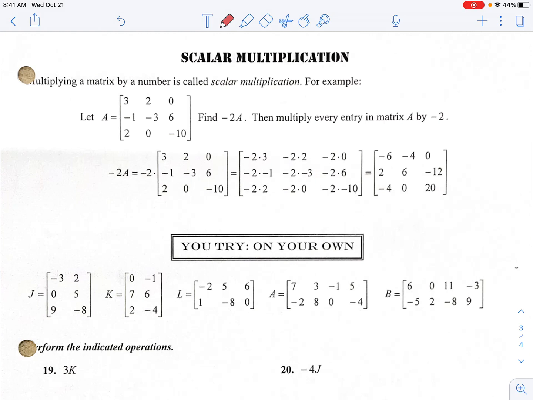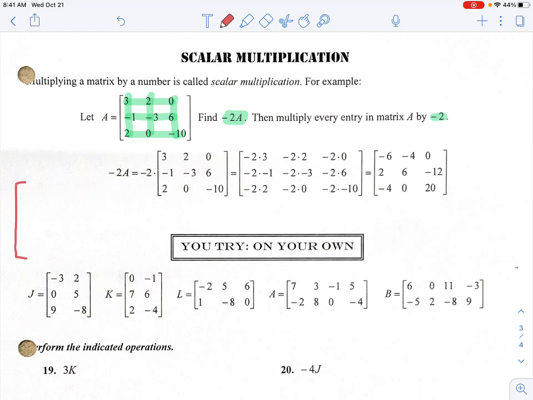Up next, we've got scalar multiplication. This is when you take a matrix and multiply it by a number. We have this example here. It has matrix A, which is a 3 by 3 matrix, and we're going to find -2A. So essentially we're going to take everything in matrix A and multiply it by -2.